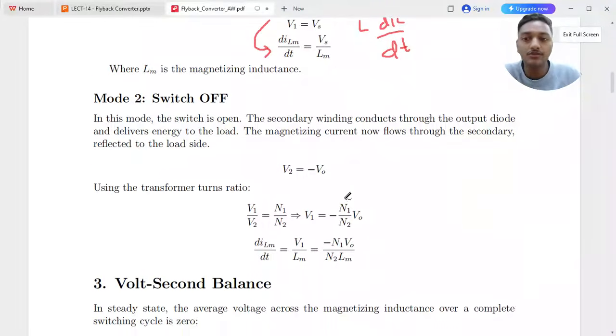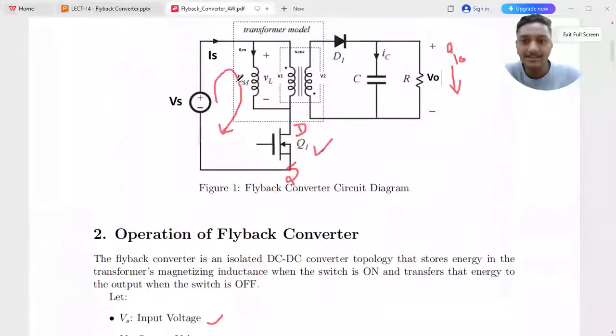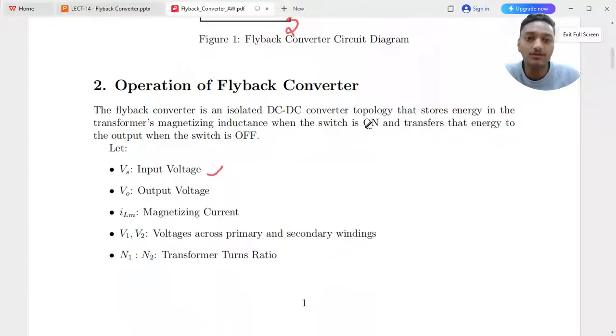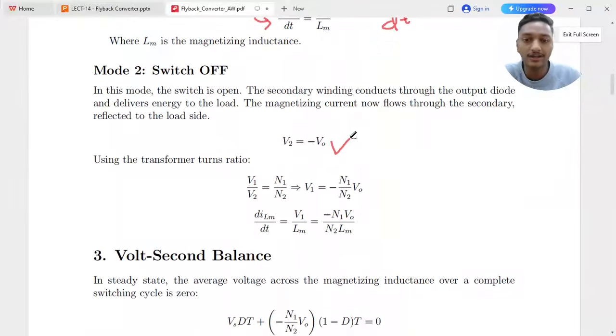Now we will move to mode 2. In mode 2, my switch will be off. Now you can see here that in mode 2 the switch is off. So the polarity will change and my diode will start conducting, and the energy stored in the Lm is transferred to the secondary side because my diode is now conducting. So what expression should I get here? Minus V2, and this is plus, so I will write plus V2 plus V0 equal to 0. So I would say V2 equal to minus V0.